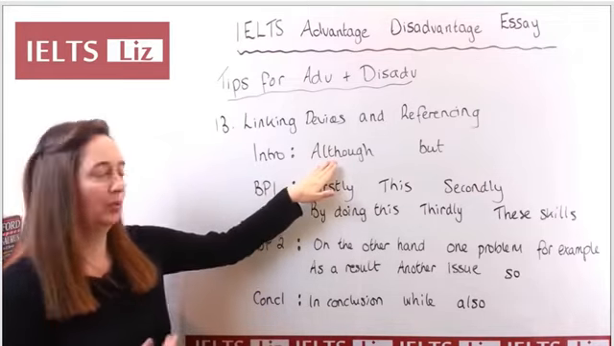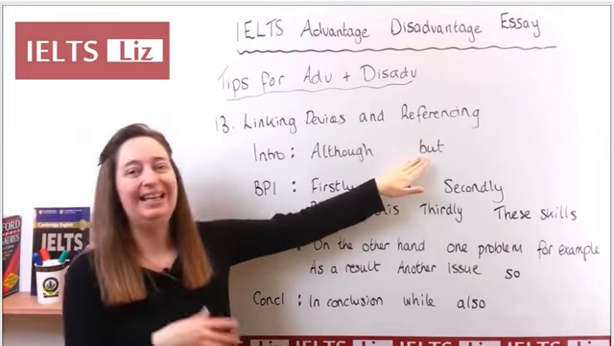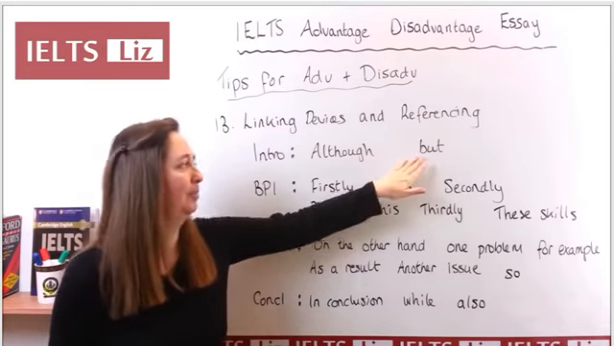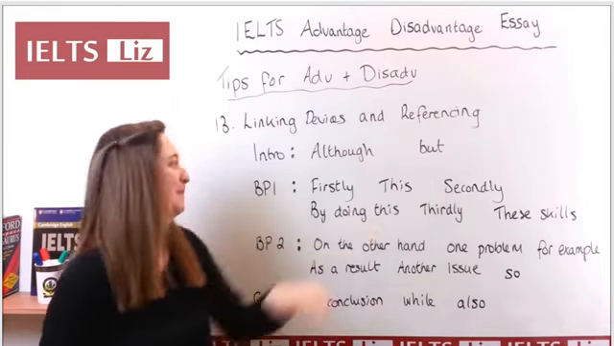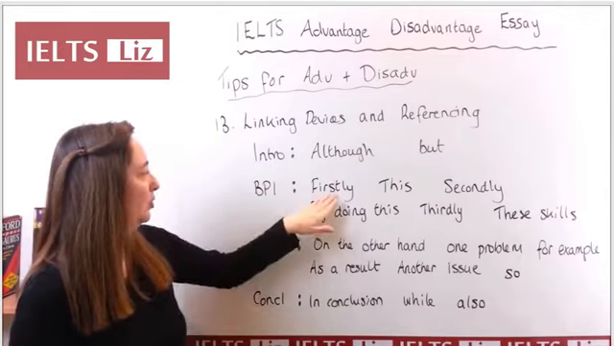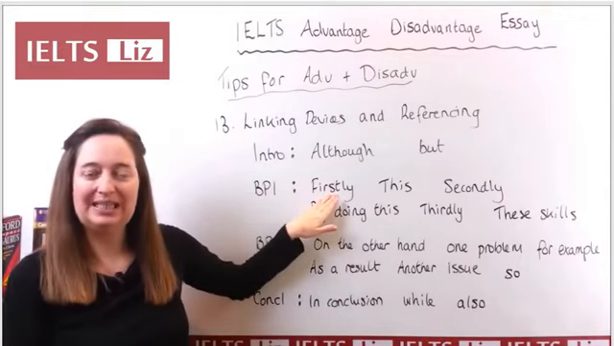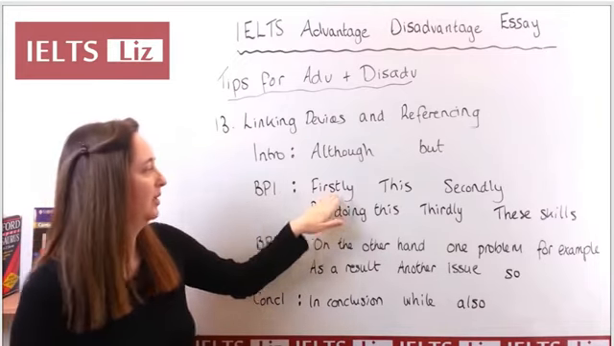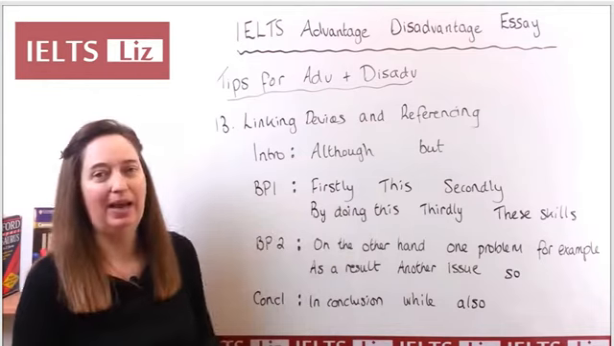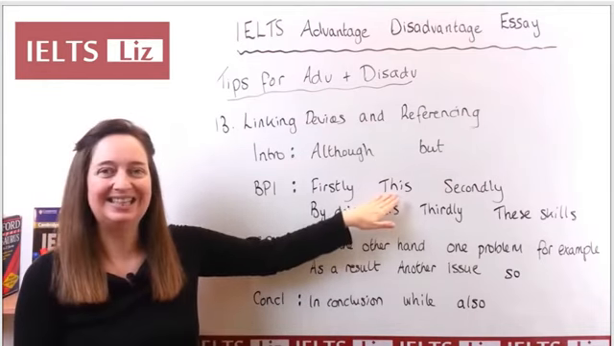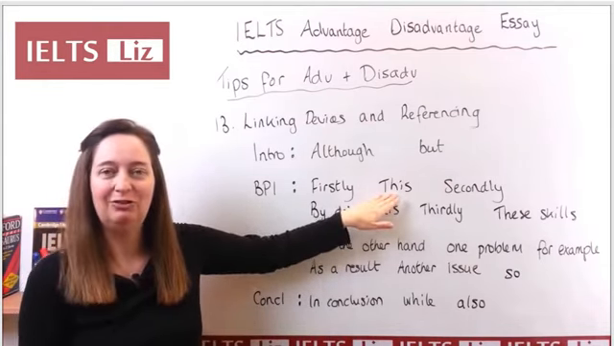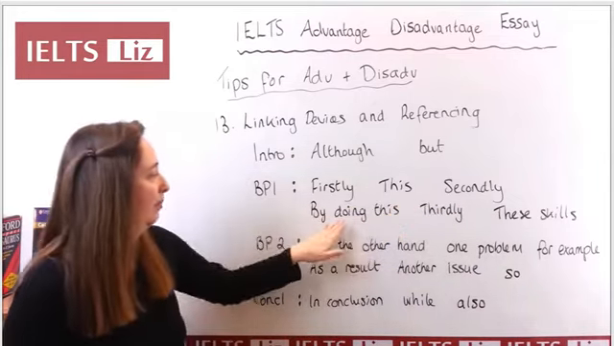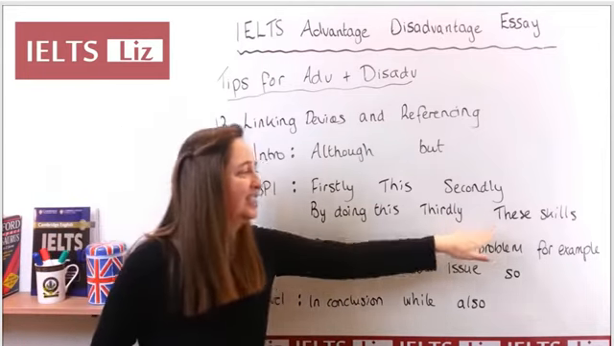In the introduction, we used "although" in one sentence and "but" in the second sentence in the thesis statement. Remember, you can't use "although" and "but" in the same sentence. In body paragraph number 1, we used "firstly," and that was the topic sentence, and we did introduce the topic, which was children doing paid work. And this refers back. Remember, you can't use this in a paragraph if you haven't introduced the subject. So we've got this, we've got secondly, by doing this, thirdly, these skills.